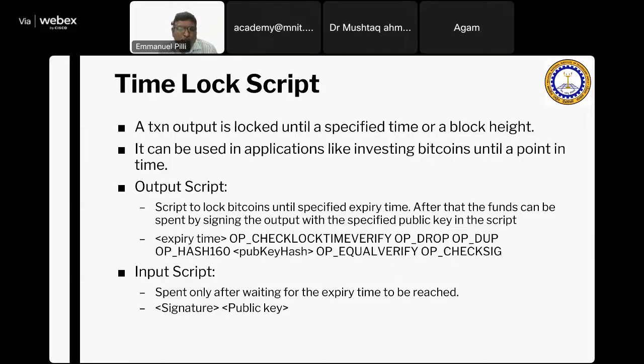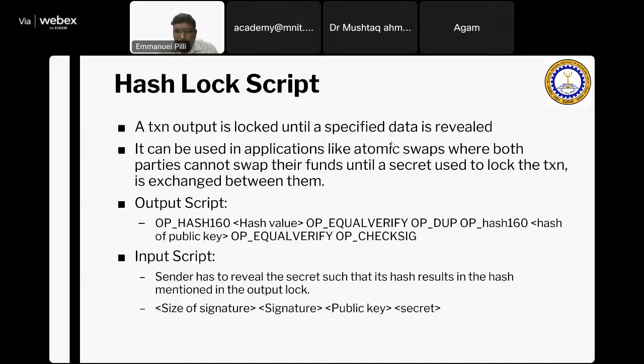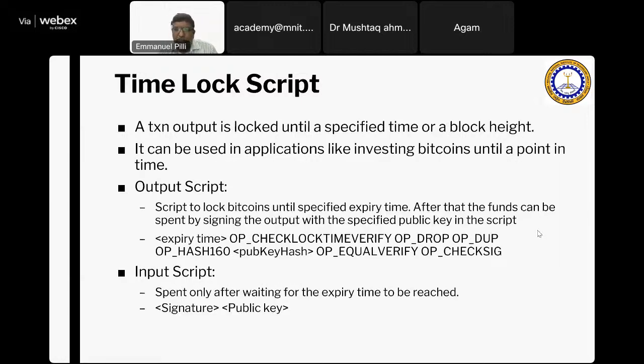So here you have the output script, the script to lock bitcoins until a specified expiry time. After that, the funds can be spent by signing the output with the specified public key in the script. So till the time, this is locked. And similar thing where a hash is revealed, then you can spend it. Here you can set a particular time, and till that time expires, you cannot spend it. The transaction output is locked until a specific time or a specific block height is reached.